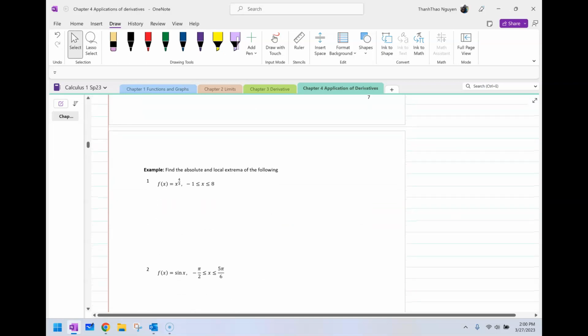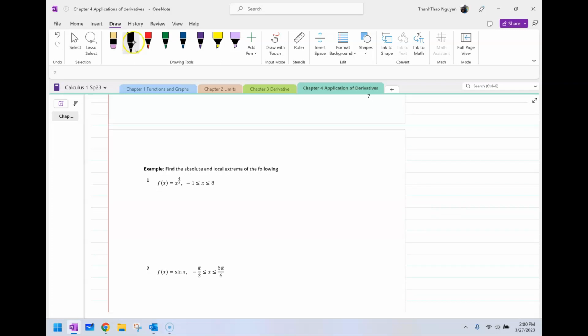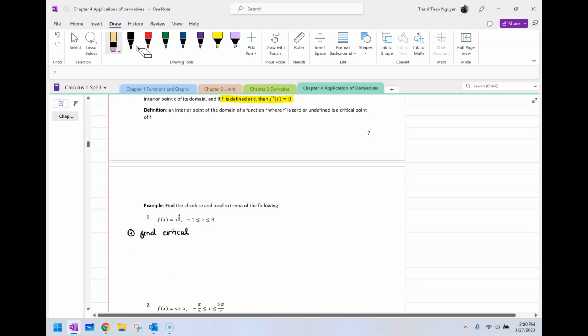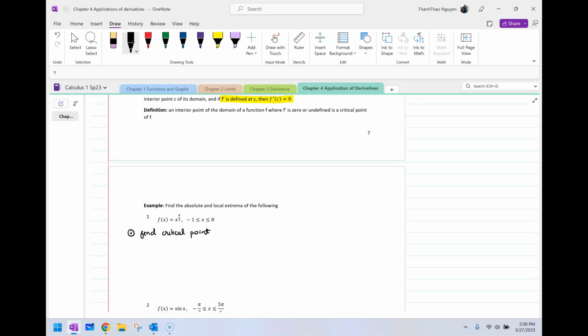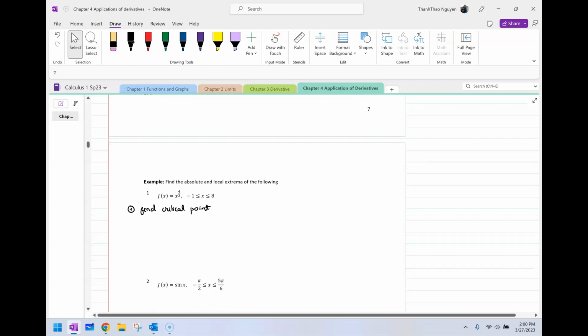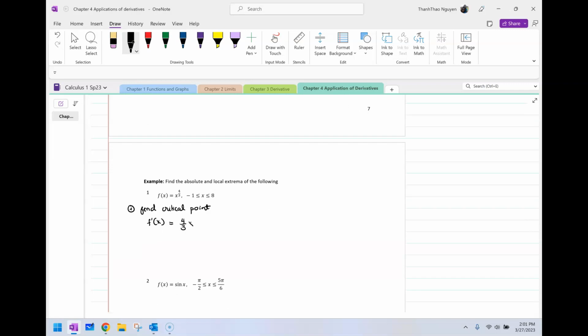So let's take a look at this. We want to find the absolute and local extrema of the following. First we will find the critical point. I first start by finding f prime of x. f prime of x in this case equals 4/3 x to the 1/3. Setting f prime of x equal to 0 implies 4/3 x to the 1/3 equals 0. So the critical point is x equals 0.